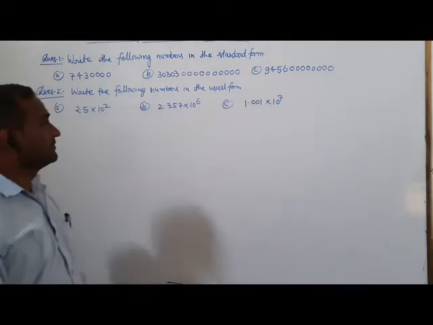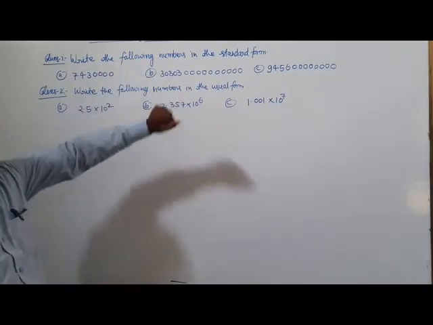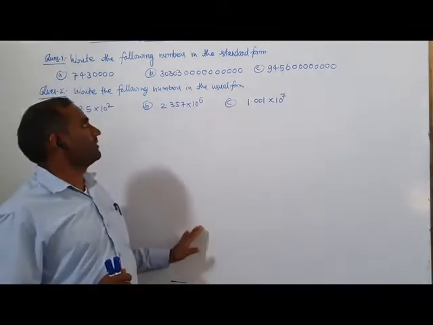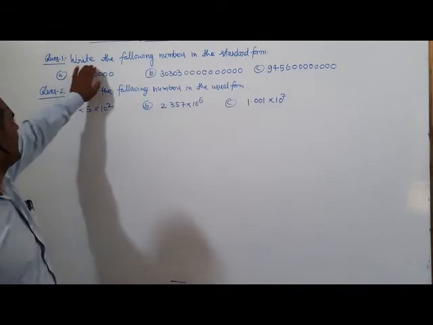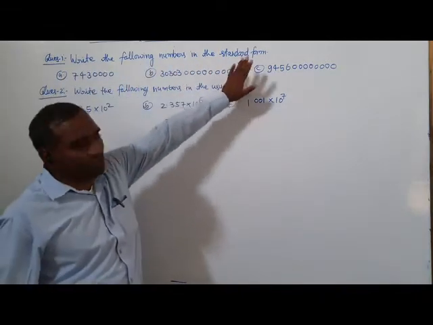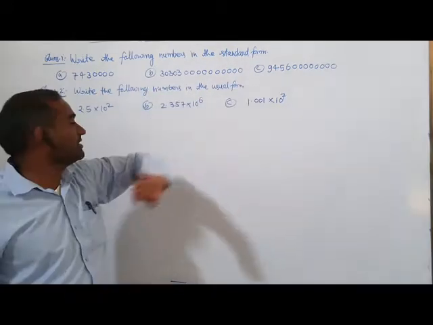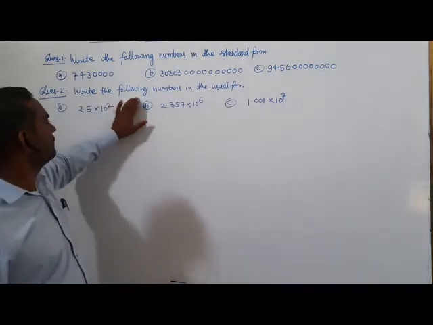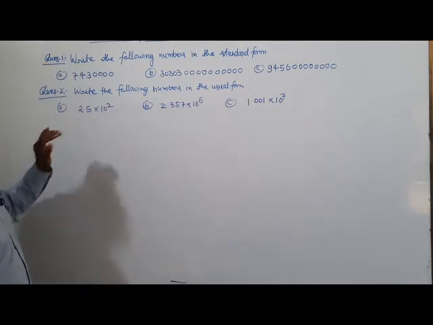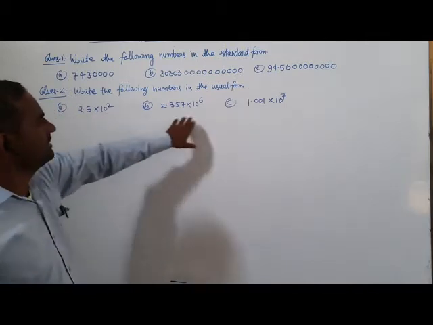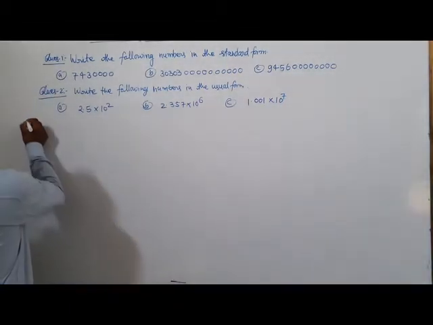Hello student, today we have to solve some questions based on the standard form under the topic of exponents. Write the following numbers in the standard form. These A, B, C are numbers. Write the following numbers in the standard form A, B, C. Now we start to solve from question number one.